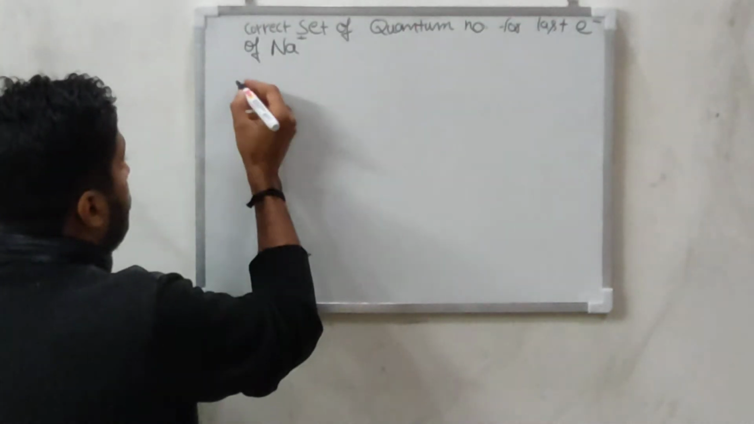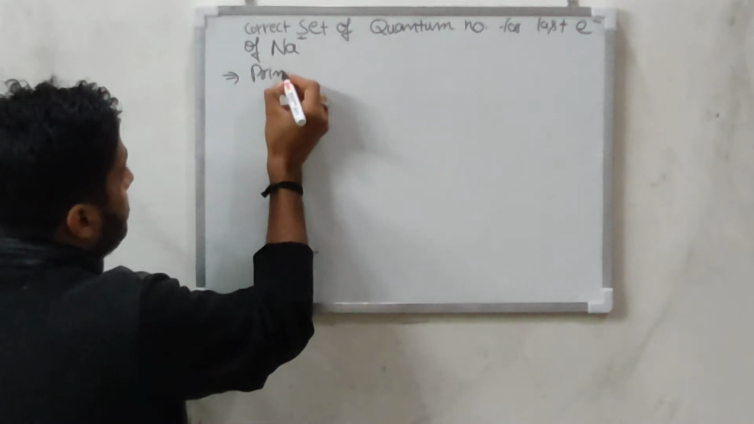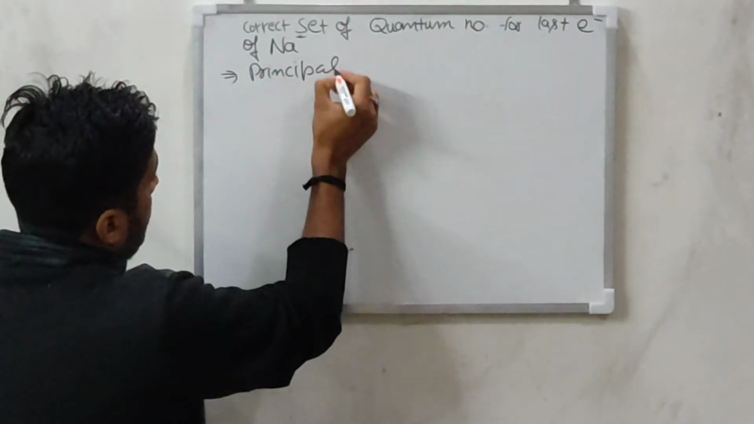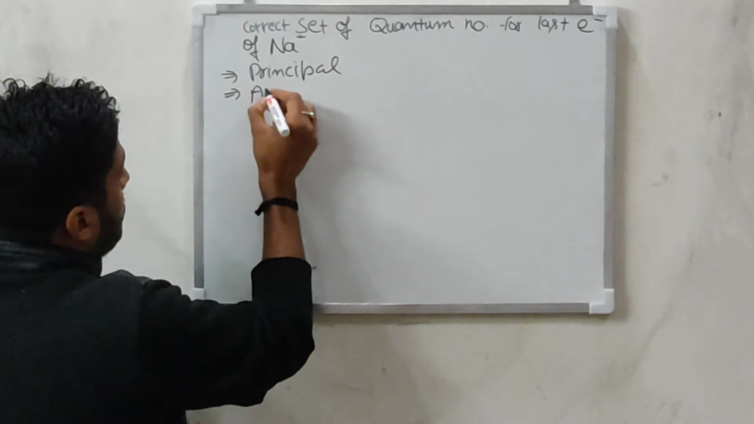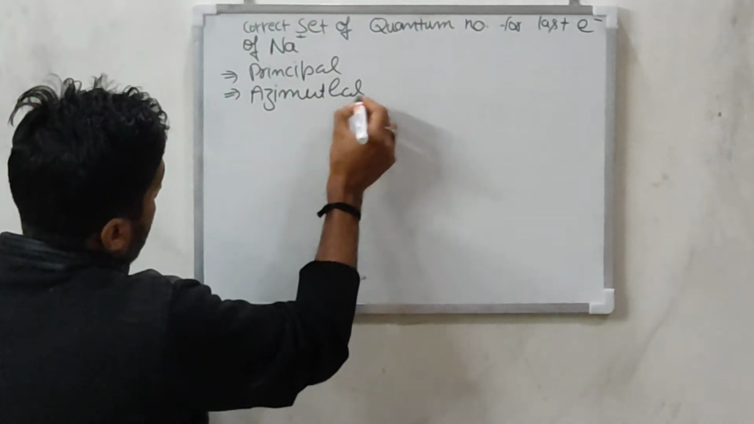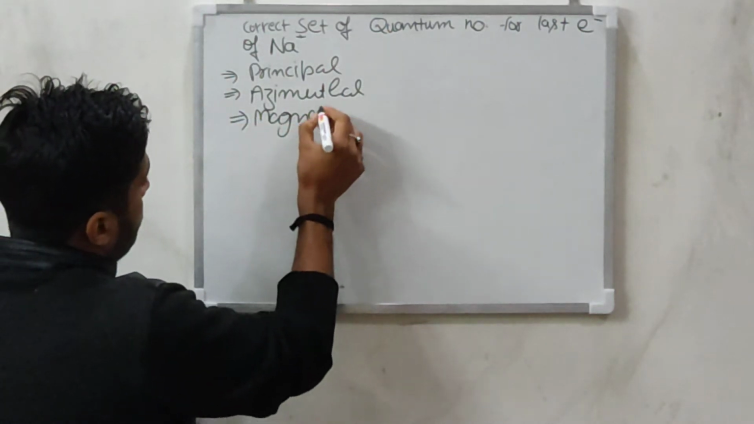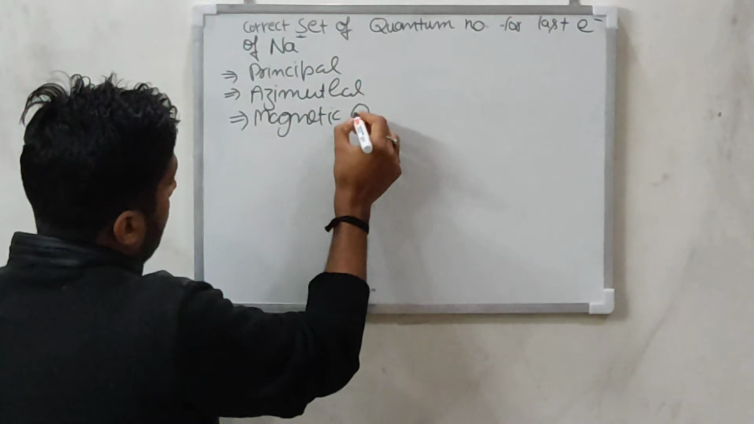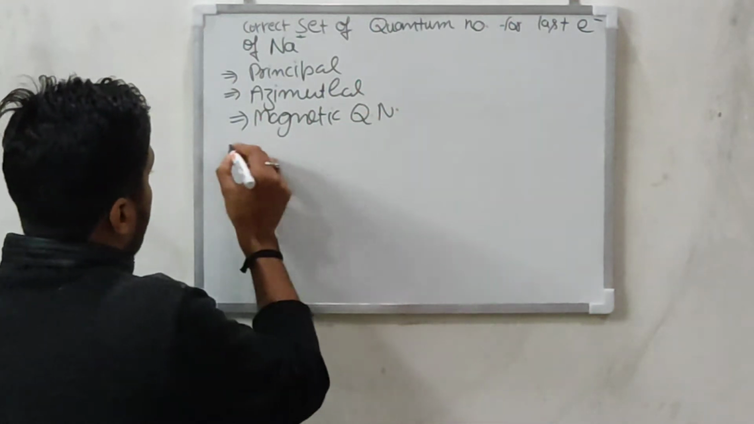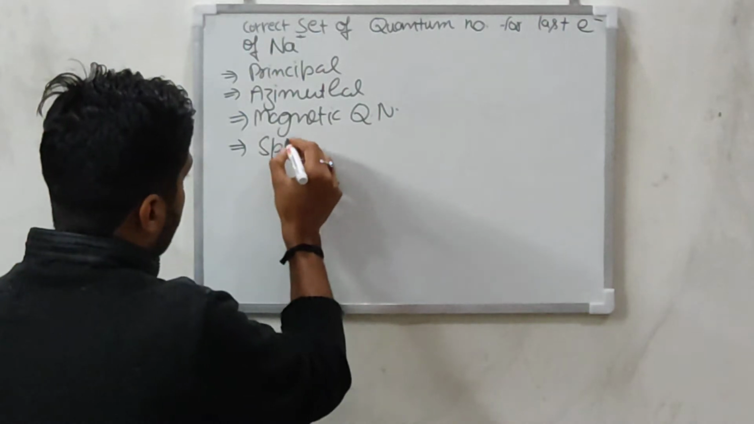So there are basically four quantum numbers. First is the principal quantum number, other is the azimuthal quantum number, third is the magnetic quantum number, and the last one is the spin quantum number.